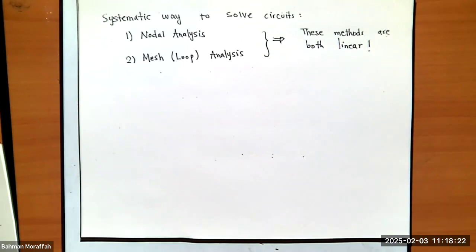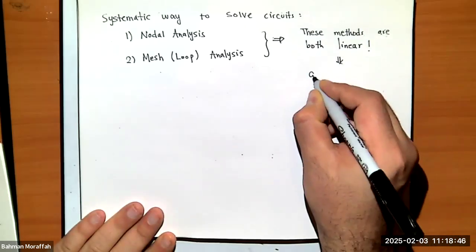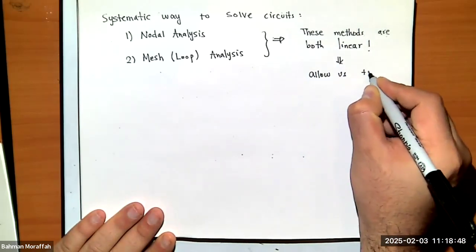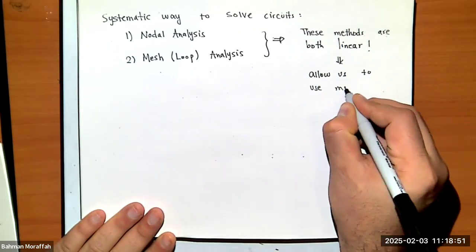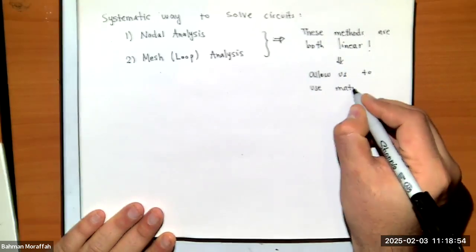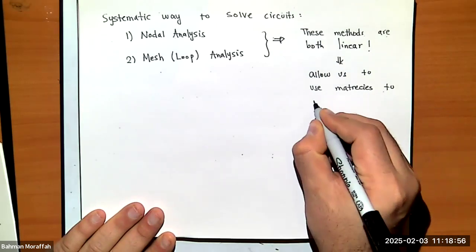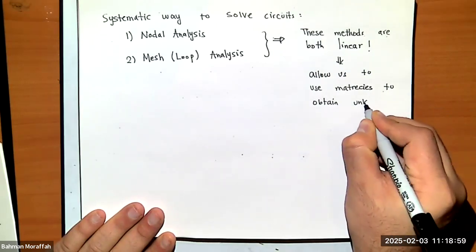And if we have a linear method, what it means is that we have a bunch of linear equations. And any set of linear equations can be represented in terms of matrices. So since these two methods are linear, what we're hoping is that we're able to write them in terms of matrices. So these methods allow us to use matrices to obtain unknowns.